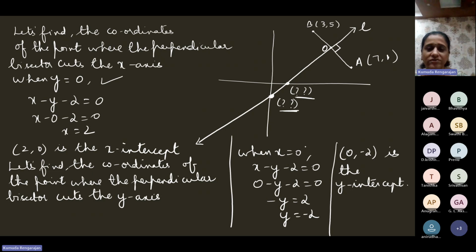When you substitute x as zero and find the corresponding y value, you have found the y-intercept. The terms x-intercept and y-intercept are used to refer to these points. The point where the perpendicular bisector intersects the x-axis is the x-intercept. And it need not be a perpendicular bisector, any line. The point where the line meets the x-axis is the x-intercept, and the point where the line meets the y-axis is the y-intercept. So finding the corresponding value for x when y is 0, and the corresponding value for y when x is 0, will give you the coordinates of these two points.